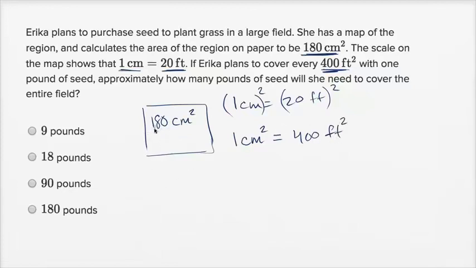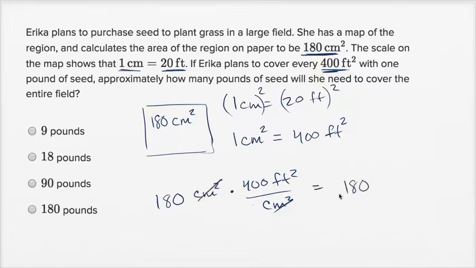So how many square feet does 180 square centimeters represent? So I could write 180 centimeters squared, and we know that every centimeter squared represents 400 feet squared, or we can say 400 feet squared per centimeter squared. And we want the units to cancel out, so this makes sense. You have centimeters squared over centimeters squared. So the actual field is going to be 180 times 400 square feet.